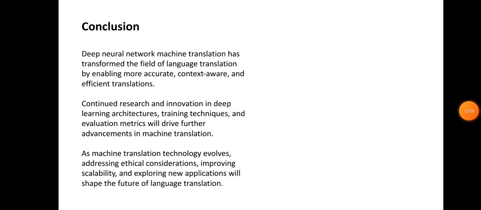Conclusion: deep neural network machine translation has transformed the field of language translation by enabling more accurate, context-aware, and efficient translations. Continued research and innovation in deep learning architectures, training techniques, and evaluation metrics will drive further advancements in machine translation technology. Efforts addressing ethical considerations, improving scalability, and exploring new applications will shape the future of language translation.